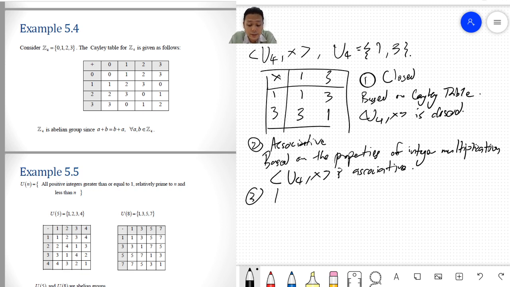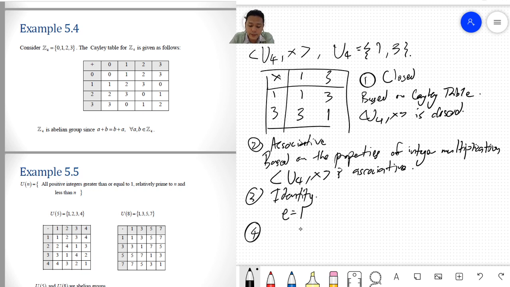For the case of identity, what is the identity? You must mention, for example, I don't want to show the example anymore, we already said it. You take 1, you binary operation with E, is equivalent to E binary operation with 1, you get back 1. For this case, the identity for every element inside U4 that behaves in that way for 1 and 3, the identity exists, E is 1.